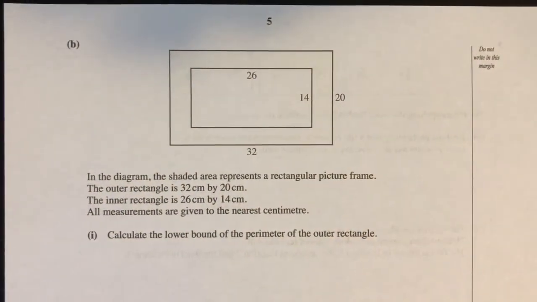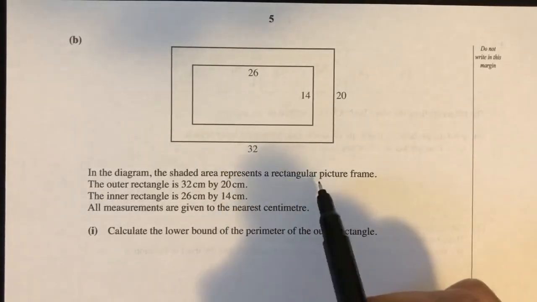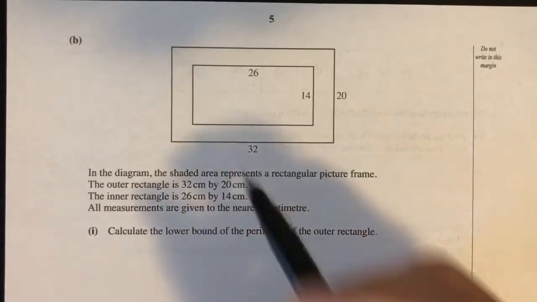Okay, moving on to part B. In the diagram, the region is represented by a rectangular picture frame. So it is this part which is shaded.